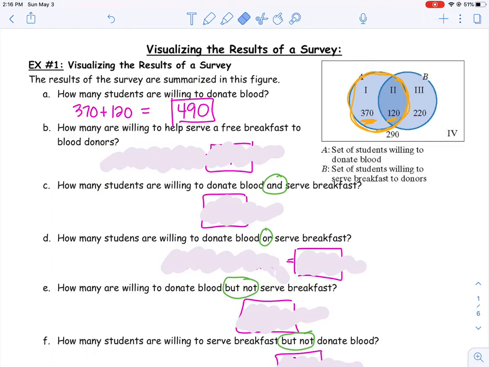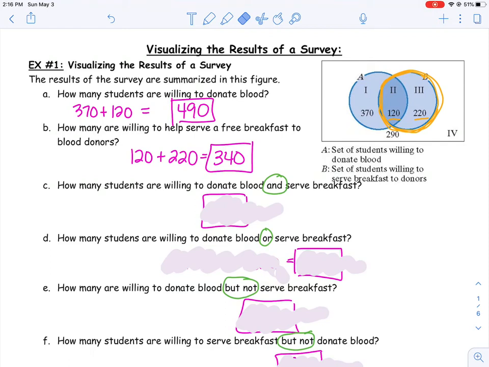Part B says how many are willing to help serve free breakfast to blood donors. So breakfast was this set, and so how many students are in this set B? Well, again, 120 and 220 would be a total of 340, making sure you include everybody in that bubble because they were willing to serve breakfast.